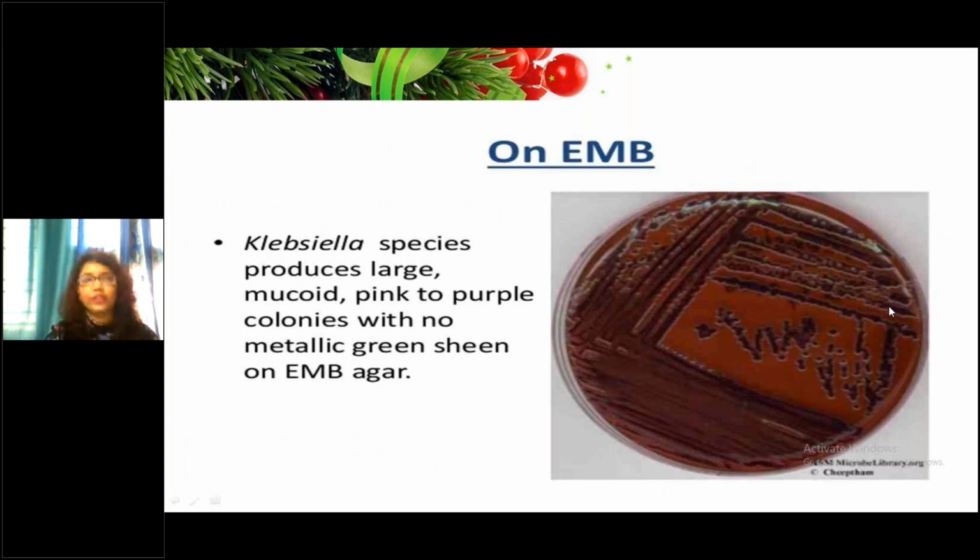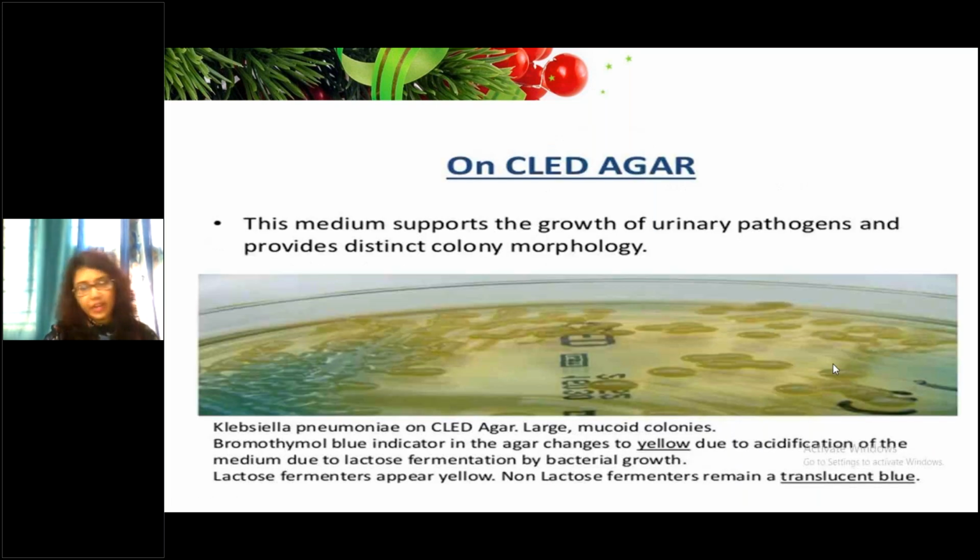So a metallic green sheen can be seen on EMB agar. We do not give you EMB agar, so this is just for your information. On CLED medium, which stands for cystine lactose electrolyte deficient medium, which is used for urinary tract infections, so urinary pathogens, there also you can usually see mucoid colonies. This medium is also not given to you in practicals. This is also for your information, I'm telling you.